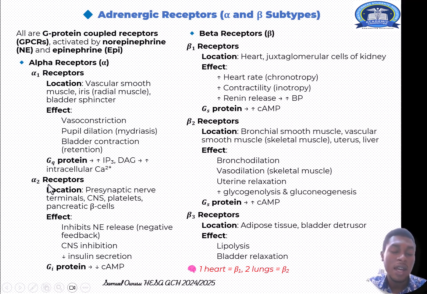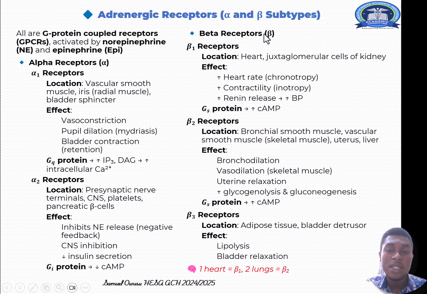All right. Then we have the alpha 2 receptors, which are found mainly on postsynaptic nerve terminals, and also the central nervous system, as well as platelets and the pancreatic beta cells. So what they do is that they inhibit norepinephrine release. Okay, and there's also CNS inhibition, and that will also in turn cause a decrease in insulin secretion once you have agents binding to this. They are Gi, that's the inhibitory G protein coupled receptors. So what they do is that they tend to decrease the cyclic AMP levels. That will in turn decrease cellular activity.